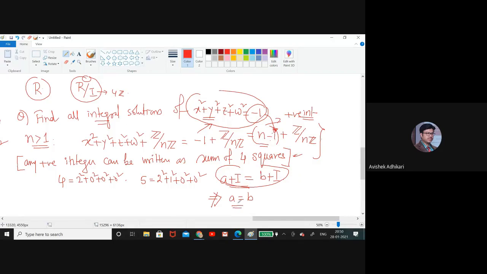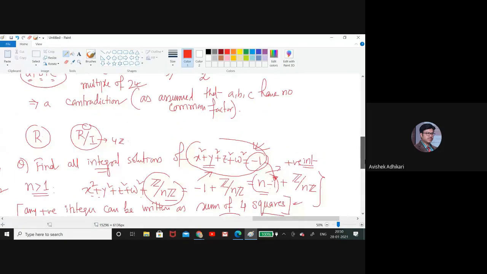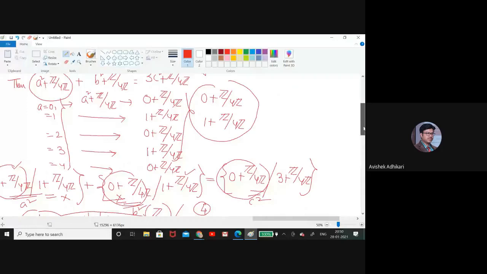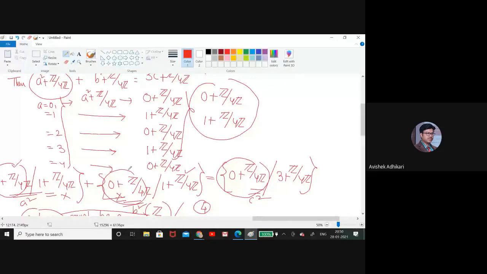As a result, you can see that for any positive integer n greater than 1, this relation is satisfied. But from here, you cannot conclude that this equals minus 1 with that particular x, y, z, w. Is it clear to all of you? So in the Z4 case, we were fortunate enough in our last example that we were unable to find any non-zero x, y, z. That's why our conclusion is satisfied.